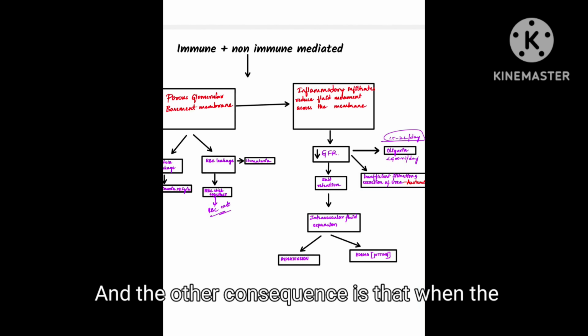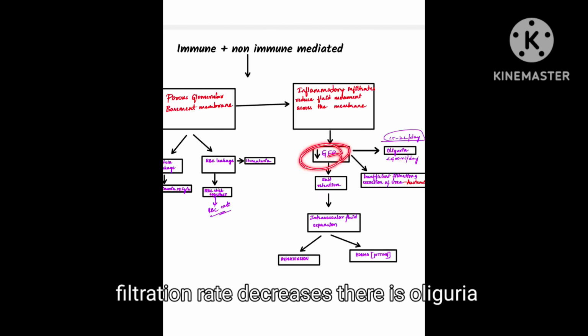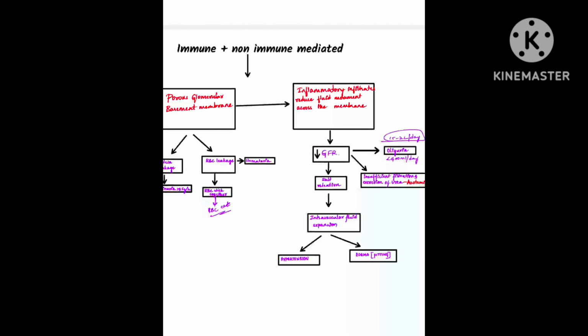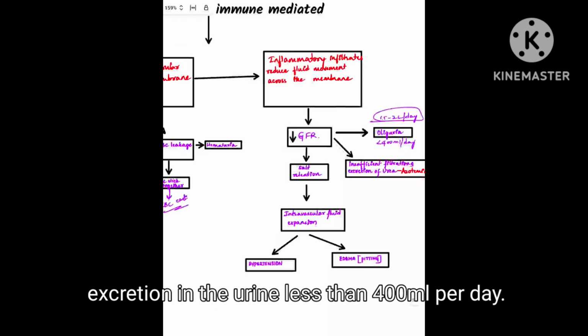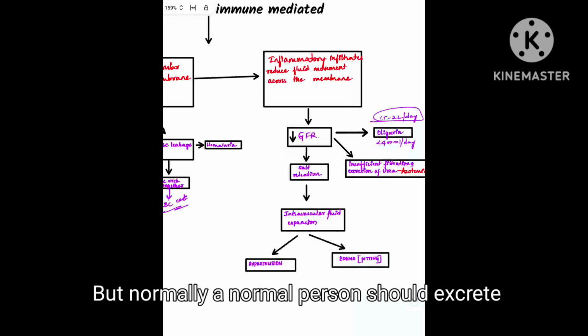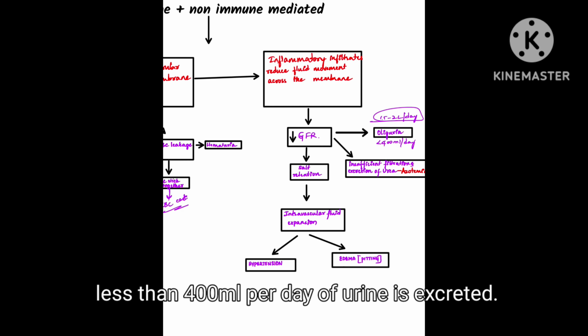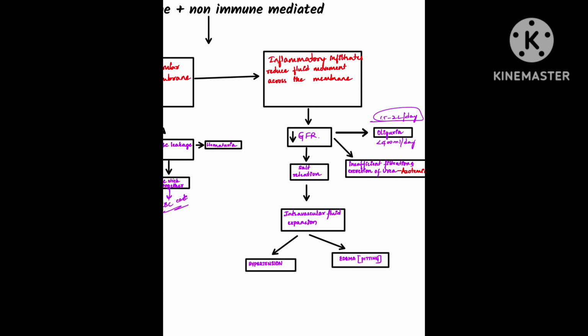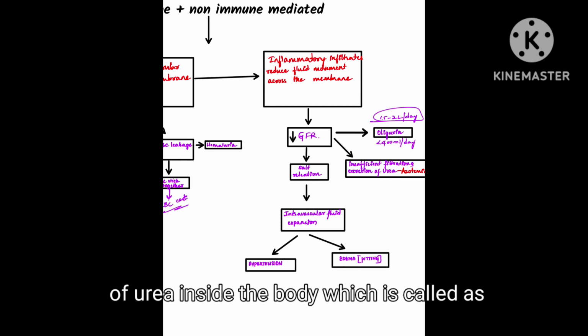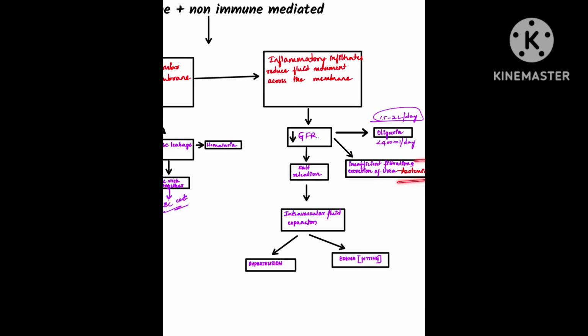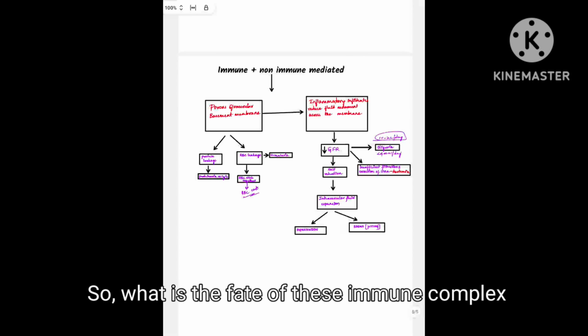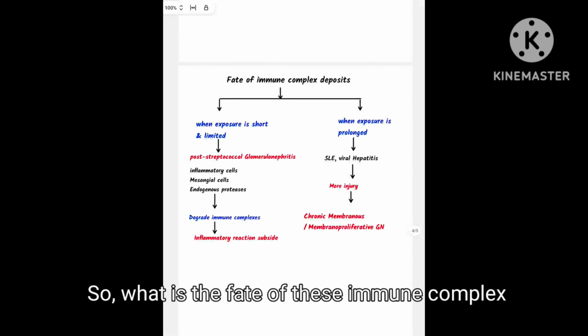And the other consequence is that when the filtration rate decreases, there is oliguria, that is excreting less than 400 milliliters of urine per day. A normal person should excrete about 1.5 to 2 liters per day, but in oliguria, less than 400 milliliters of urine per day is excreted. And insufficient filtration and excretion of urea occurs, which leads to accumulation of urea inside the body, called azotemia. Okay. So, what is the fate of these immune complex deposits?